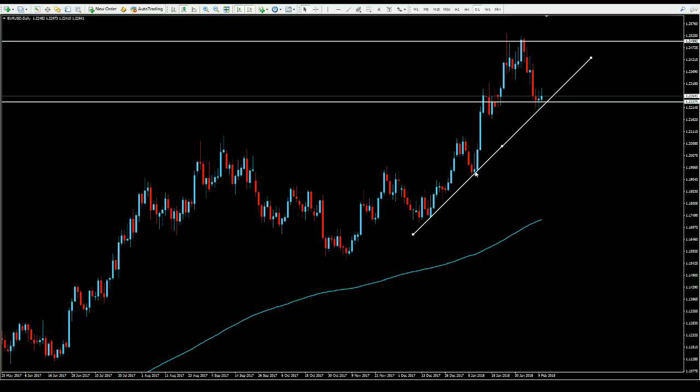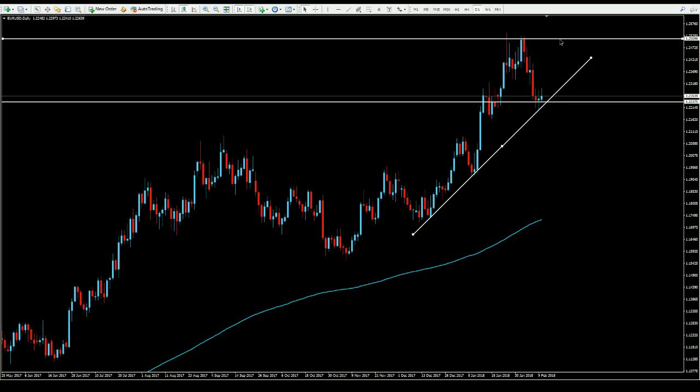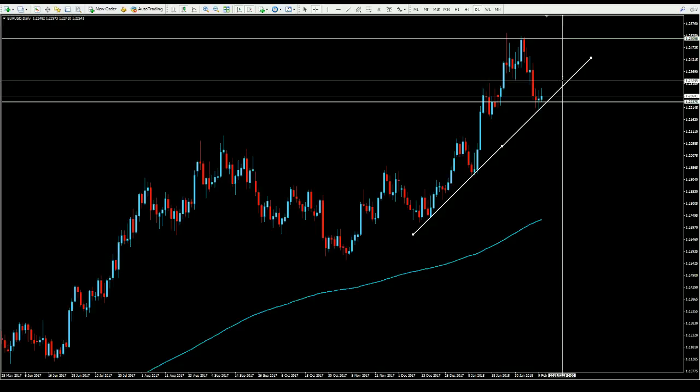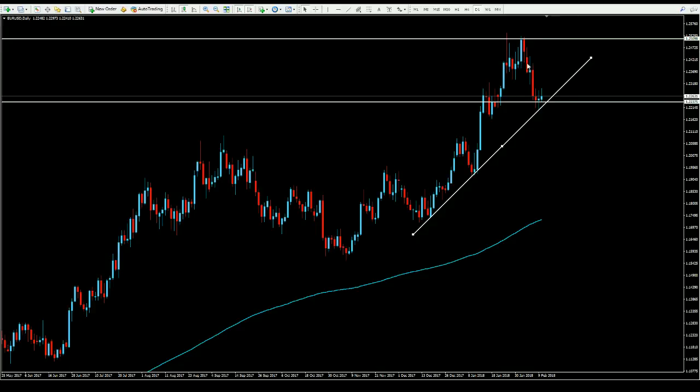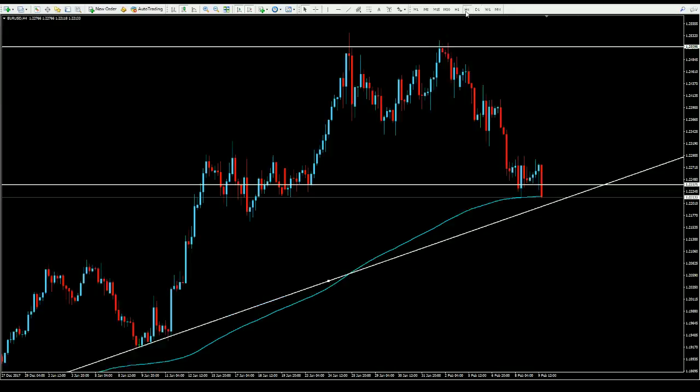So these two are holding. So the bullish trend is still holding. This could be just a retracement from this resistance here. So next price could continue. So that's possible.